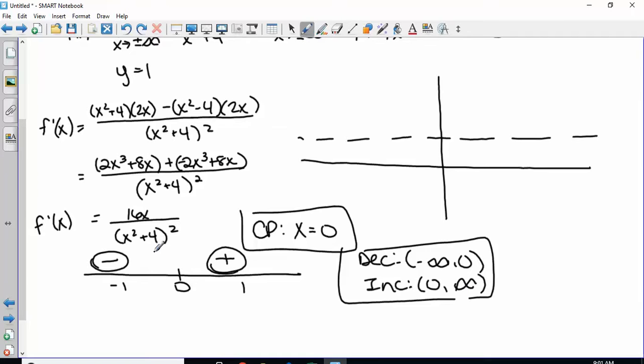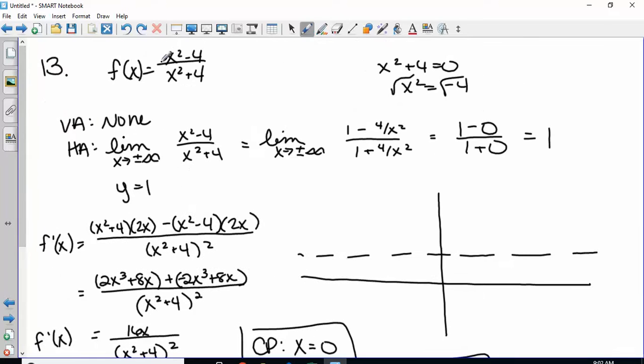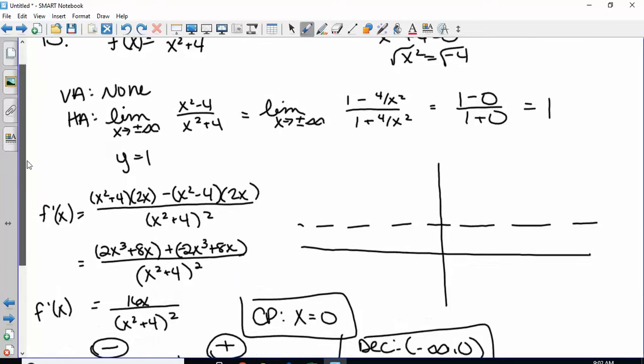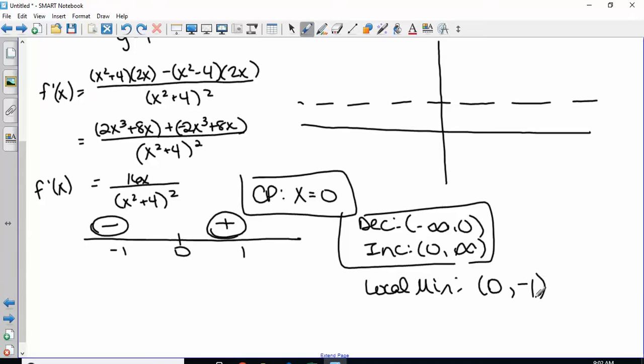We know if you are decreasing and switch to increasing, is that a maximum or a minimum? Minimum. So we have a local min at 0, comma. We need the y value to plot the point on the graph. So if you go back to the original, if you plug in a 0, you get -4 over 4, which is -1. So 0, -1 is the minimum on our graph.